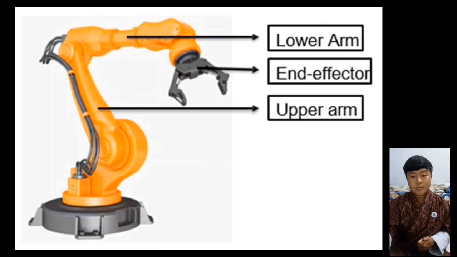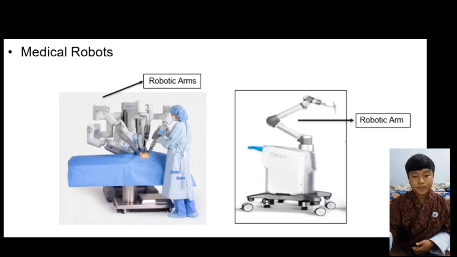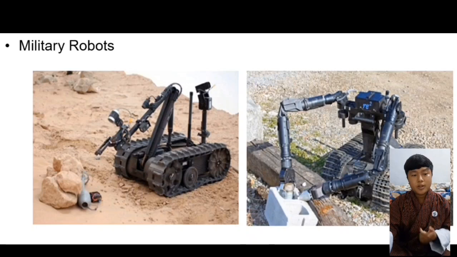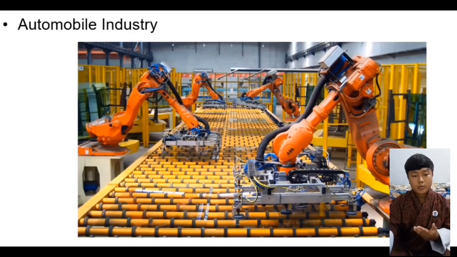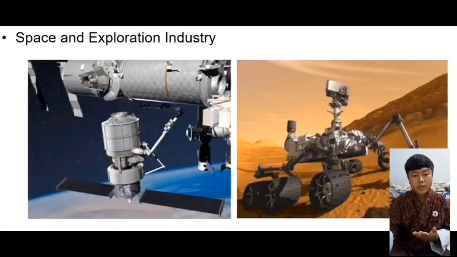The parts of robotic arms. The basic skeleton of the arm contains upper arm, lower arm and the end effector. The end effector is attached at the end of the lower arm, which will perform tasks like gripping, placing and picking. Some of the applications of robot arms are medical robots, military robots, automobile industry, domestic robots, space and exploration industry.